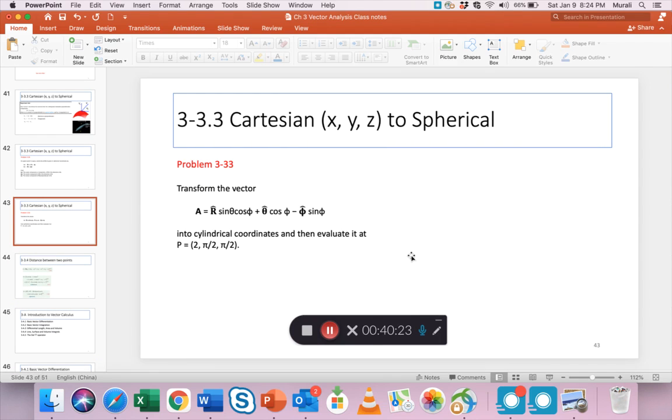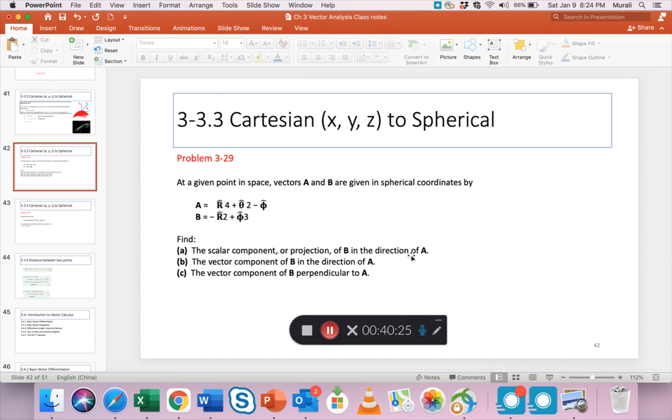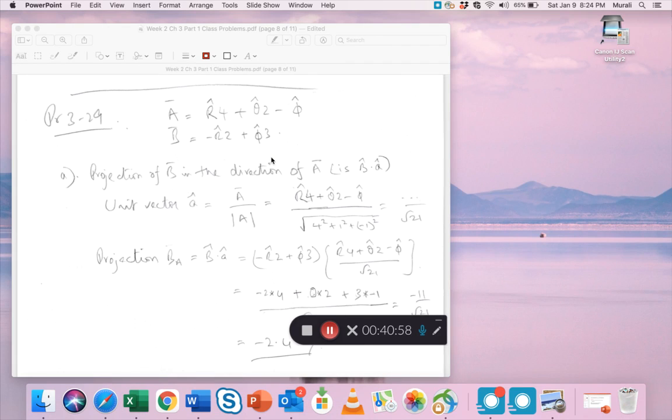Let's see, do I have time? Okay. 329. At a given point in space, vectors a and b are given in spherical coordinates by a and b. Find the scalar component or projection of b in the direction of a, the vector component of b in the direction of a, and the vector component of b perpendicular to a. So three things to find for a pair of vectors a and b. That's problem 329, and here's my solution.